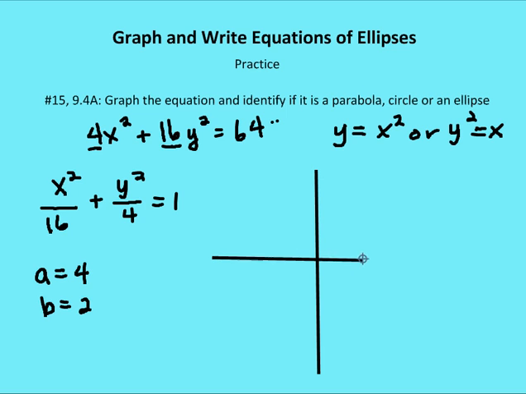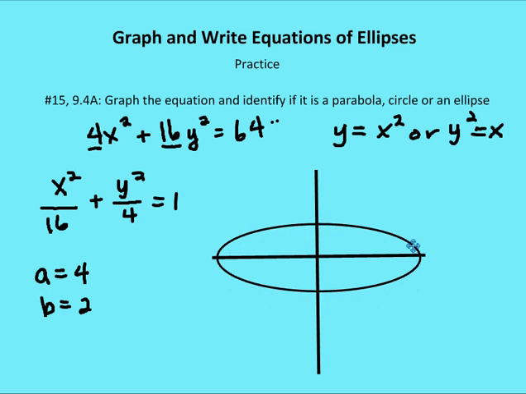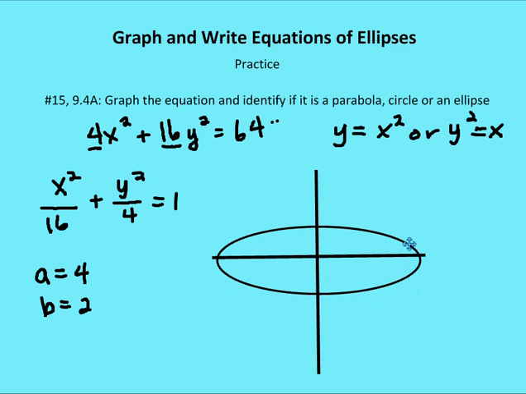I know that because the a value is underneath the x squared variable, the major axis is going to be a horizontal axis. So I draw my ellipse that way, centered over the origin here. So I know it's not translated, at least in this section.